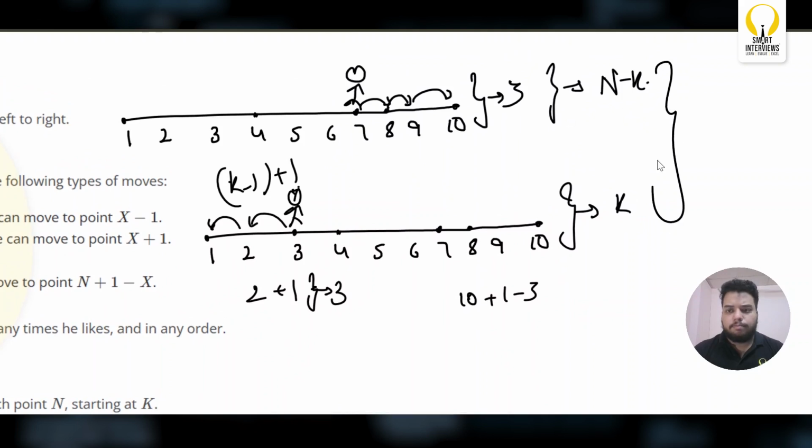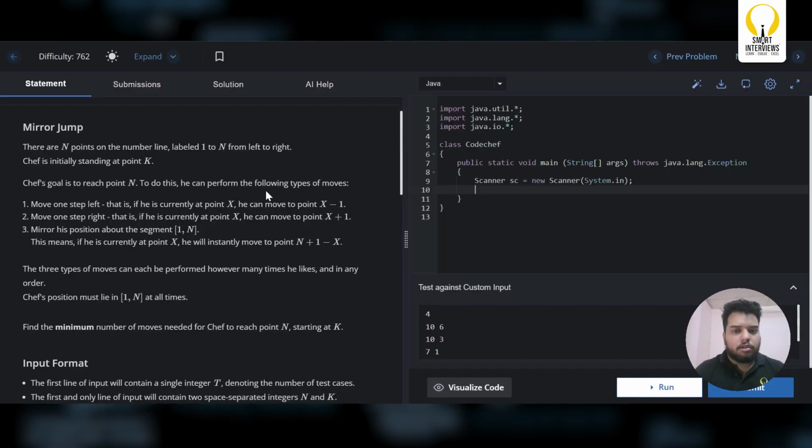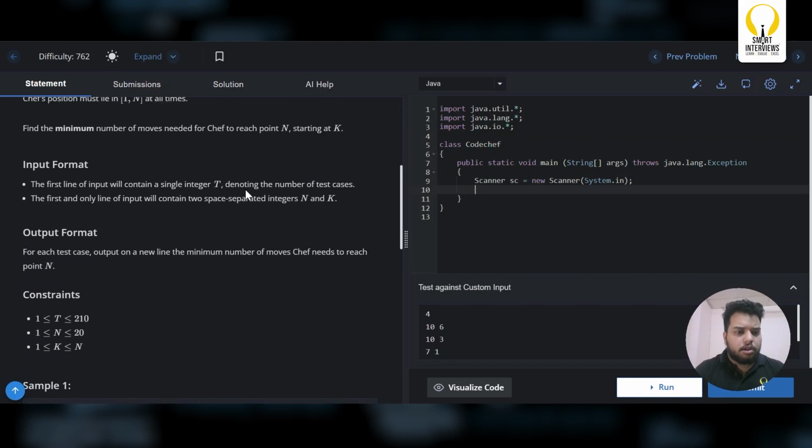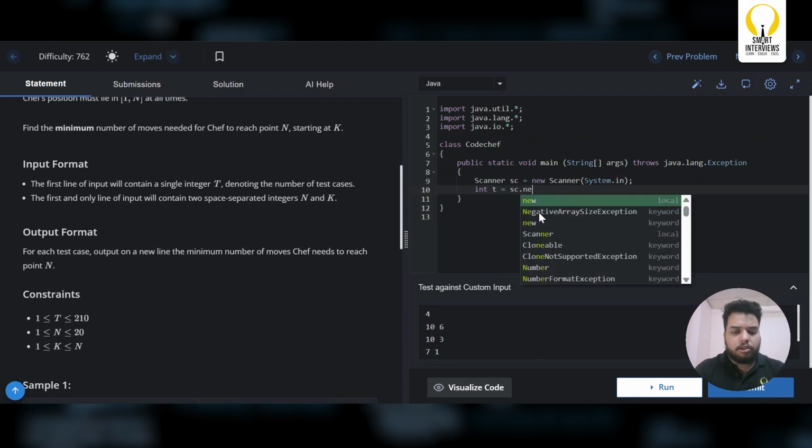So the minimum of these two is going to be our answer. Okay, let's see this in code. In the problem, the input format as mentioned, you need to read the number of test cases, and in each test case you need to read n and k.